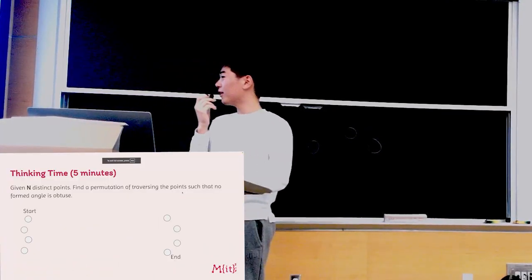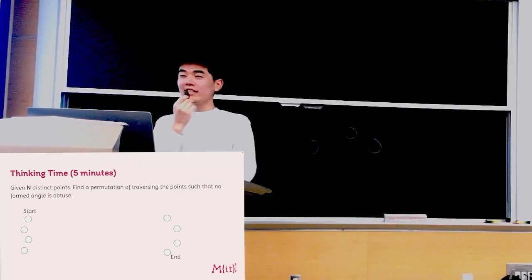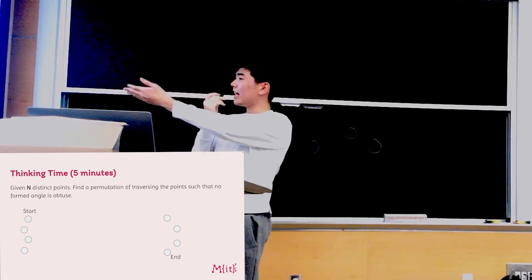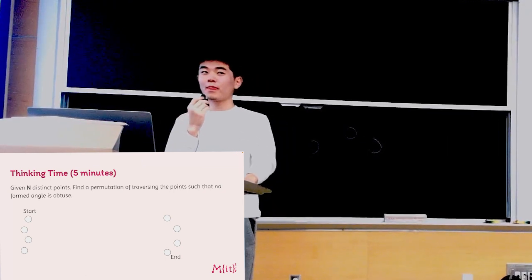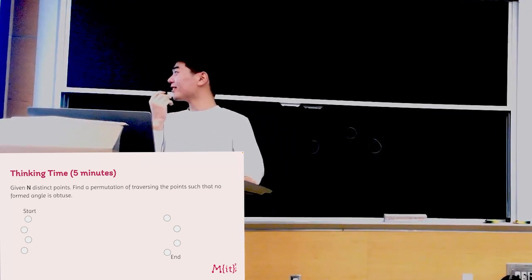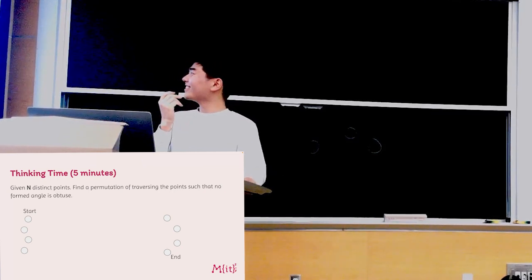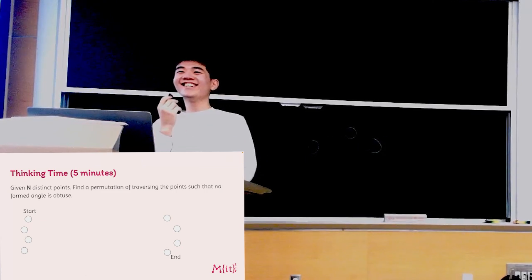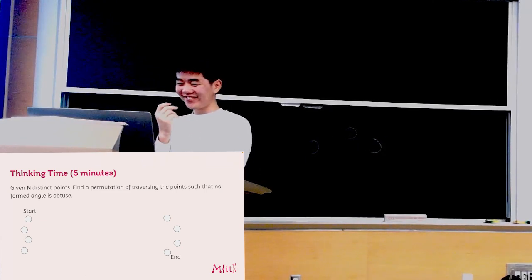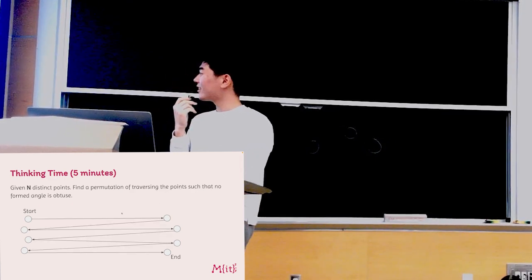So I guess one helpful piece of advice is to try to solve some easier versions of the problem. For example, if your points look like this, how would you go about traversing them? You might have seen this before. Can anyone say this strategy? Yeah, you just go back and forth, right? And in that way, the angle is always acute.